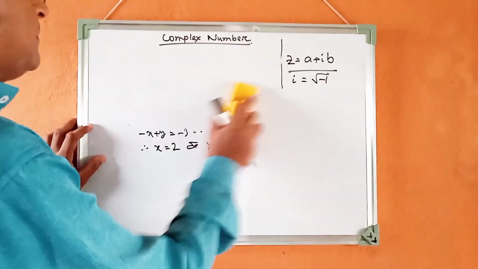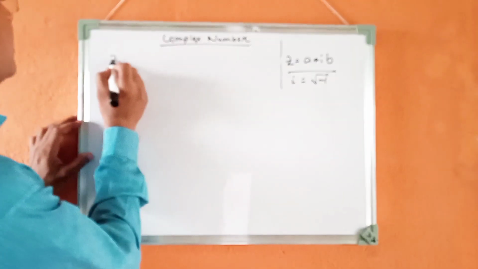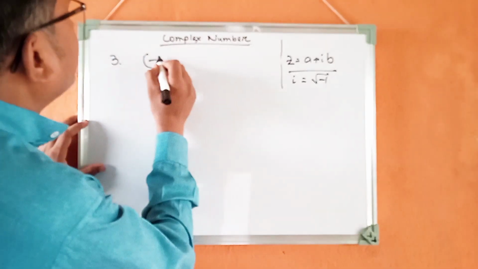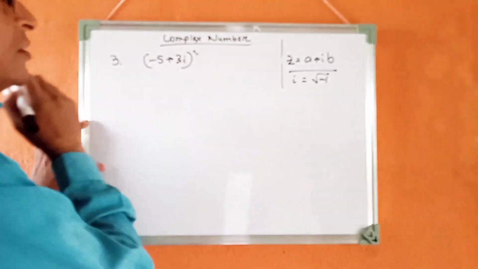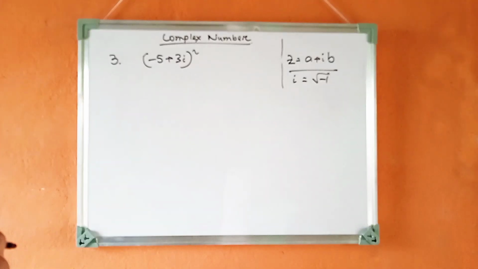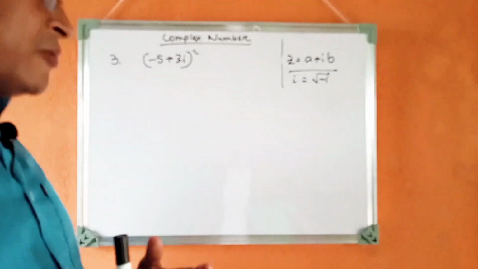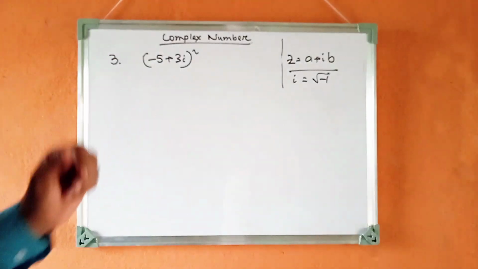Now another example, example number 3. The question is (minus 5 plus 3i) whole square. Okay, this is the expression. Now the question is to arrange it in the standard form, that means complex number form. Okay, see how to solve.